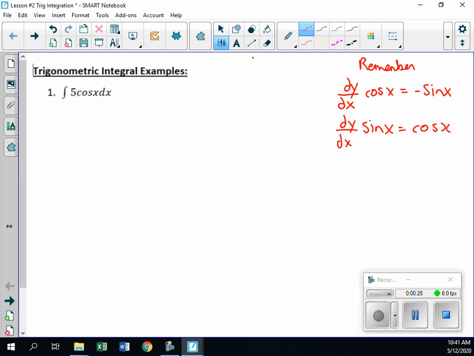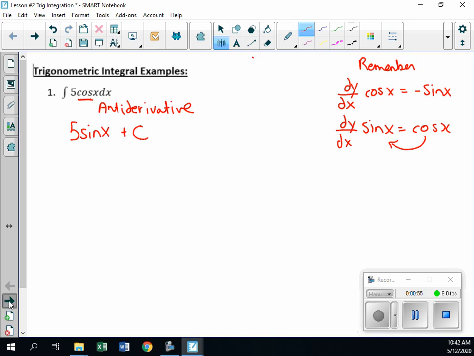So when I go to do my antiderivative, or my integration, of 5 cos x, cos x is now the antiderivative. It's just going to be sine x plus my constant. Okay, so we're working backwards, going from the derivative to the antiderivative.